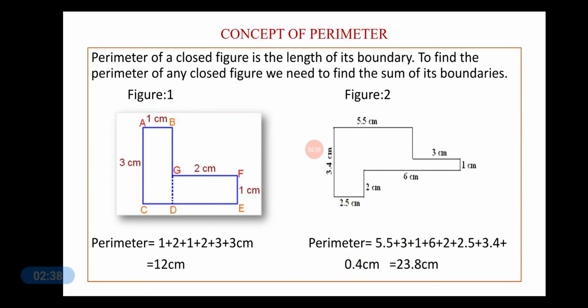So the addition of all the sides of this figure will give you the perimeter of this figure. That is 5.5 plus 3 plus 1 plus 6 plus 2 plus 2.5 plus 3.4 plus 0.4 cm, which is equal to 23.8 cm.